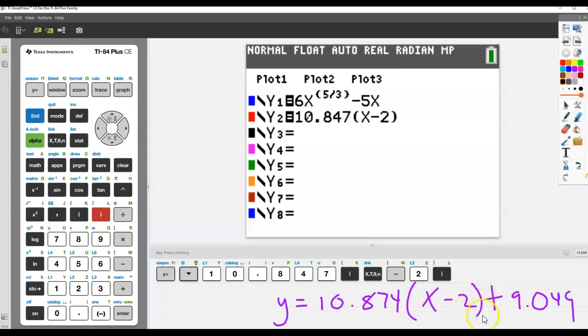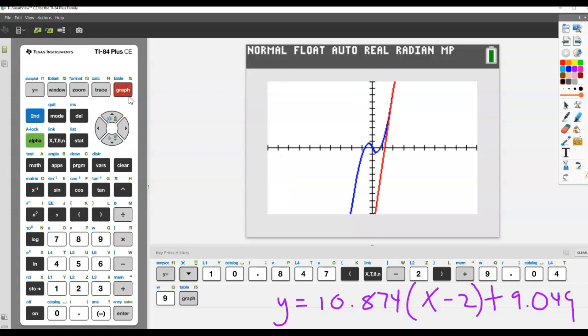So we have x minus 2, close parentheses, and then plus 9.049. And go ahead and push graph once again, and there's the tangent line. And so, as you guys remember, the point of tangency was somewhere up here. So this red line is my tangent line that is touching the actual function at the point x equals 2.